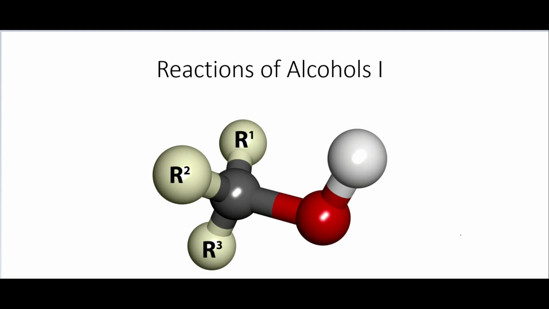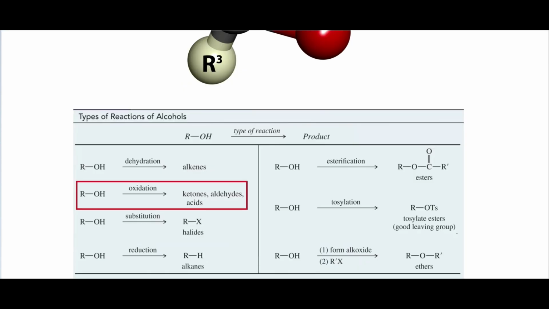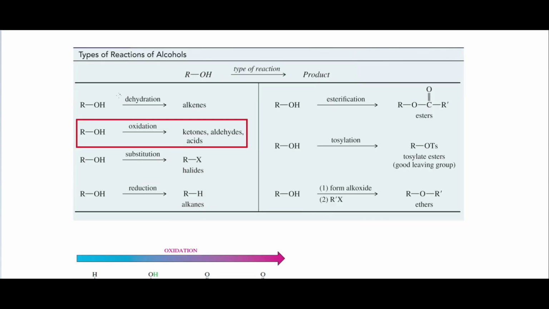In this video, I am going to start talking about some reactions of alcohols. In earlier videos, I talked about reactions that we can use to synthesize alcohols, but this one will be reactions that we can actually do with the functional group of alcohol. These are some of the types of reactions we can do with alcohols. This video is going to focus on this one right here. We're going to look at oxidation of alcohols, so turning them into ketones, aldehydes, and carboxylic acids.